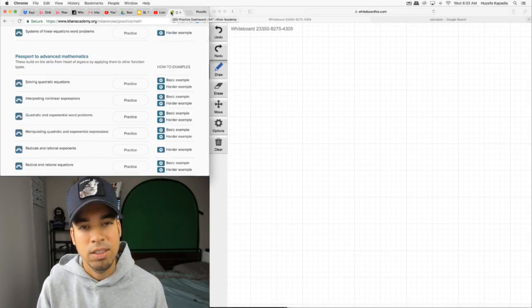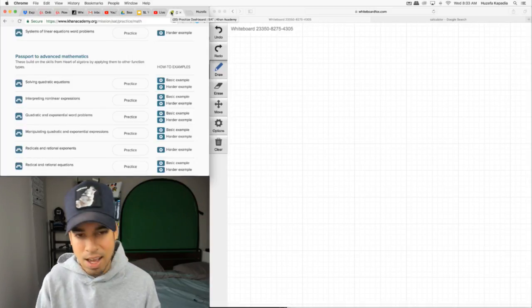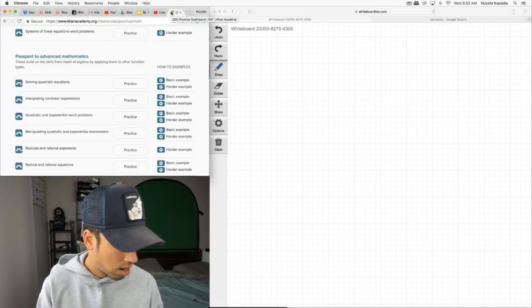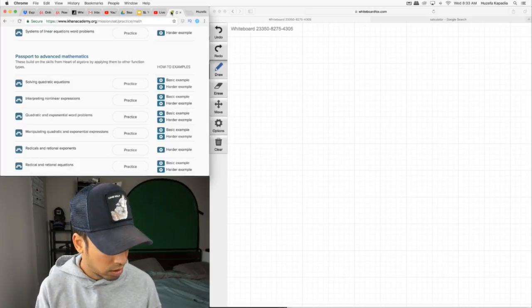And once again, we are continuing the trend of solving SAT Khan Academy problems live. And today we're working on manipulating quadratic and exponential expressions.